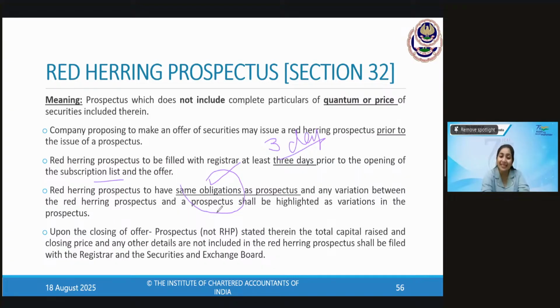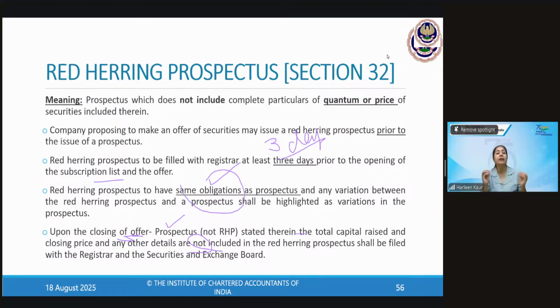And once the price is determined, once you're closing the offer, see here it is clearly written, upon closing the offer, the real prospectus will state the total capital, closing price, with the details which were not there in the red herring prospectus. It shall file the same with the ROC and SEBI. So, कब आता है final prospectus? The moment the offer is closed and the final price is determined, all these details are added in the final prospectus.